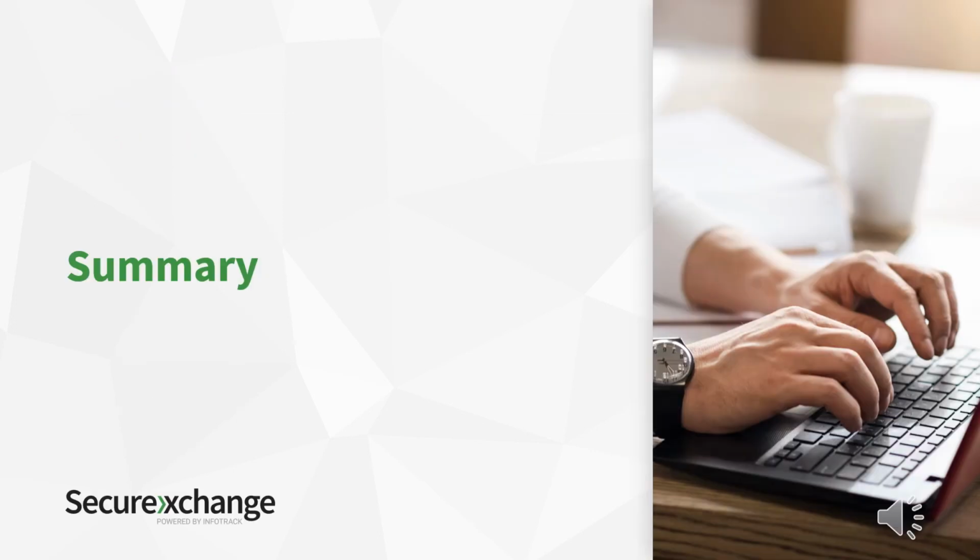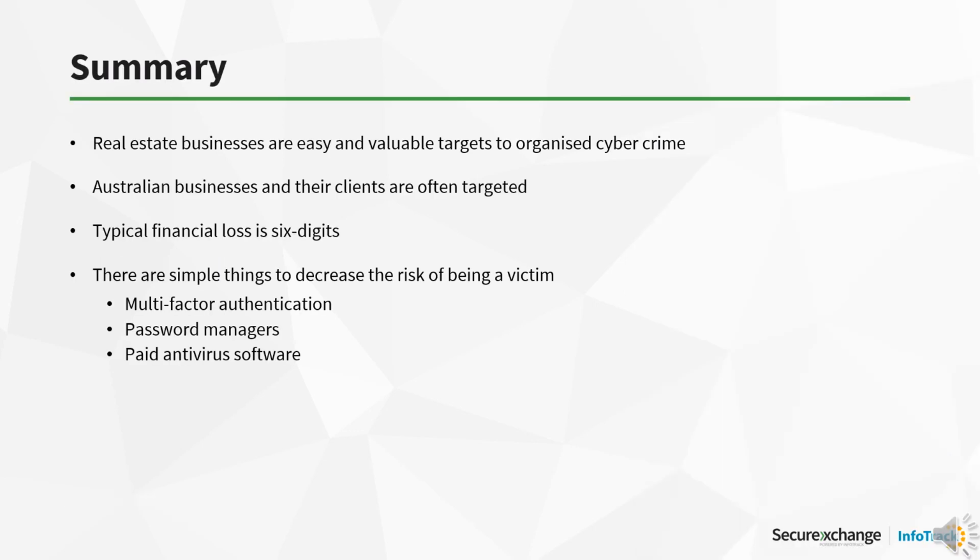This concludes the content for part 1 of how to protect your real estate business from cybercrime. Here is a summary of what we've covered. We established that payment redirection fraud is tied to organized crime. Payment redirection fraud often involves a large network of highly specialized criminals. Real estate businesses in Australia are attractive targets to these criminals because of immature IT practices and the high-value transactions real estate businesses deal with.